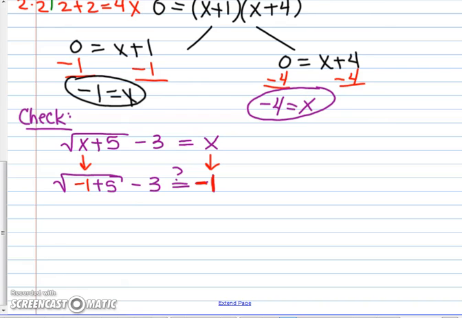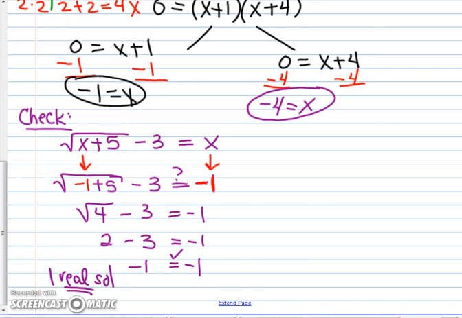What's negative 1 plus 5? What's the square root of 4? 2. And then what's 2 minus 3? Negative 1. Is negative 1 equal to what's on the right side? Yes, negative 1 is equal to negative 1, so that is one real solution. Miss, what if you don't have a real solution? You check the other one, and the other? Yeah, you always check both solutions.